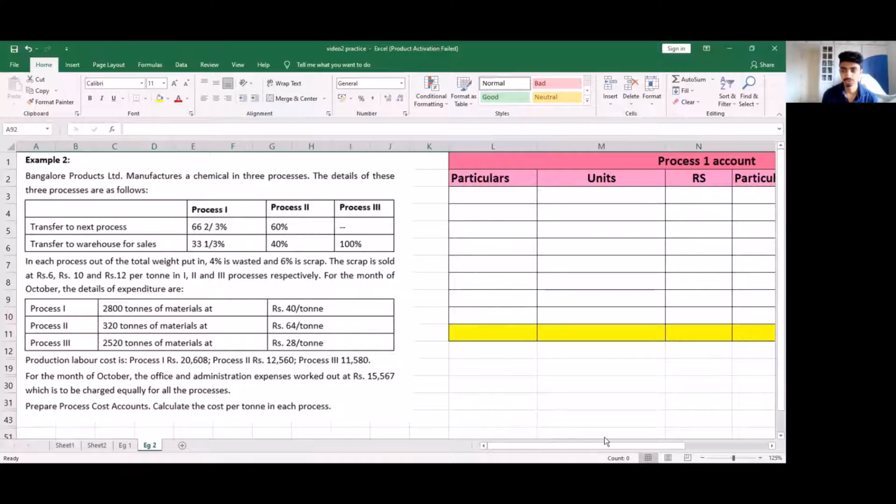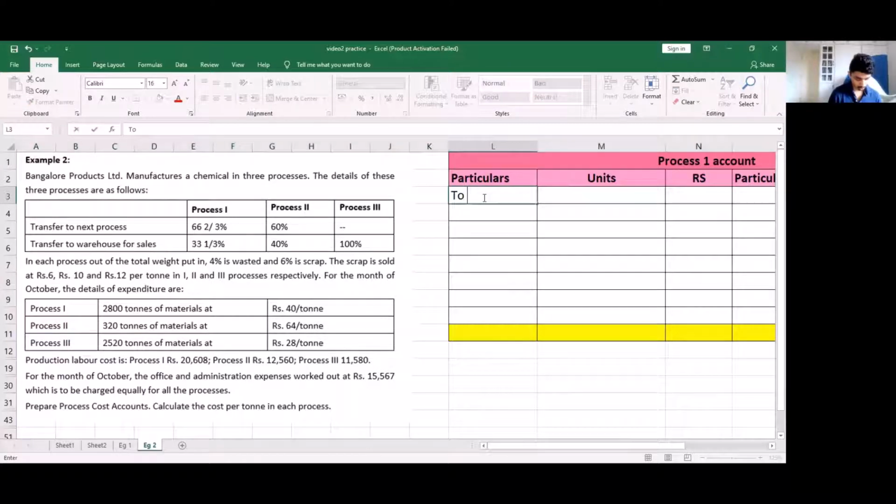So we already know the format of the process account. So here we start off with the particulars, that is units introduced. So in this question, material or units introduced, raw materials introduced is the same. So process 1, 2,800 tons of material at rupees 40 per ton. So our units is going to be 2,800 and our amount is going to be 2,800 into 40.